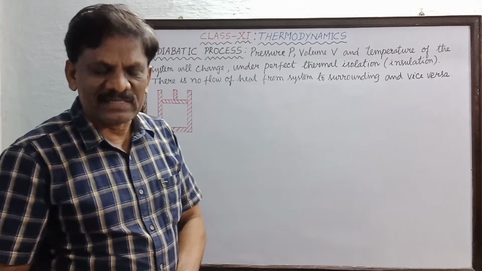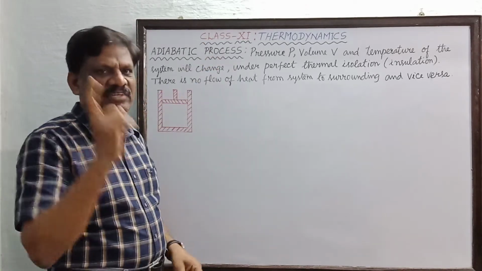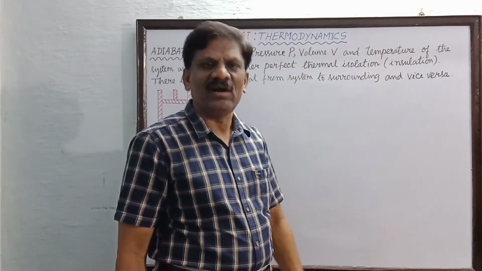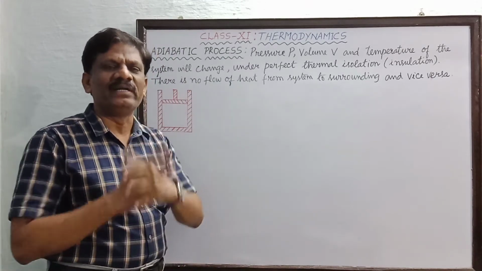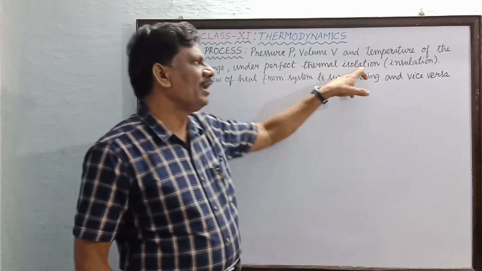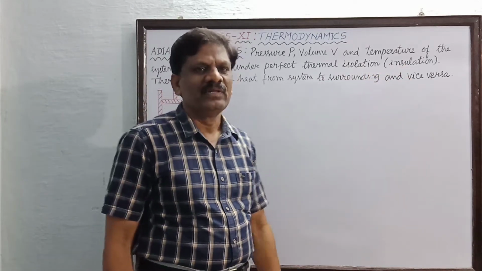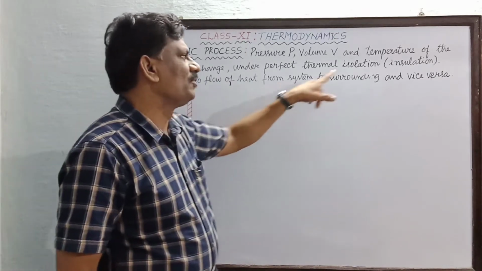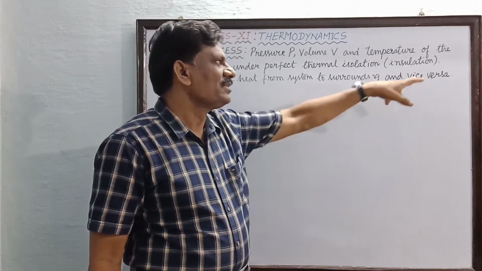Now, let us define what an adiabatic process is. It is a thermodynamic process in which the pressure P, volume V and temperature T of the system will change. All the three coordinates, the pressure, volume and temperature of the system are going to change. How? Under perfect thermal isolation. Isolation means thermal insulation. So it means that there is no flow of heat from the system to the surrounding and from the surrounding to the system, and vice versa.